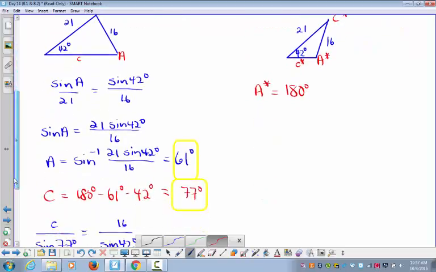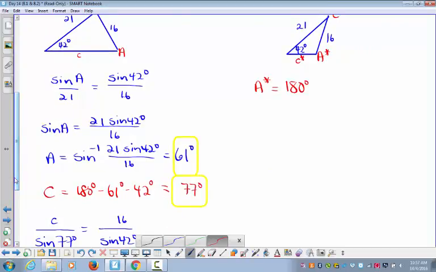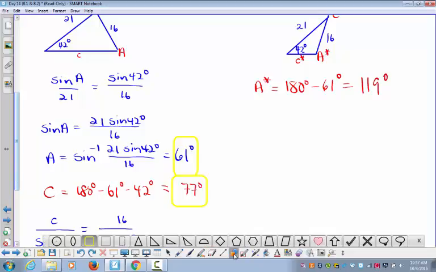And we found angle A to be 61. So we get that. So that is our angle A star. So the second triangle is pretty fast if you've got the process down, because you find that angle so quickly.